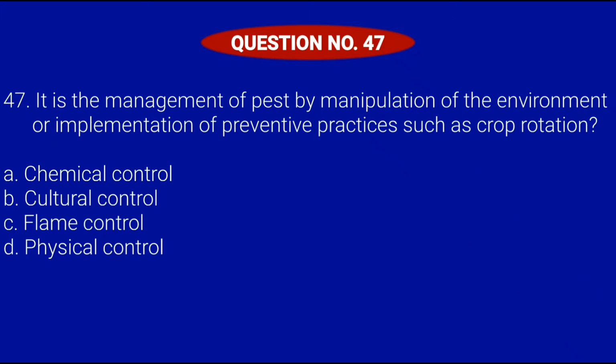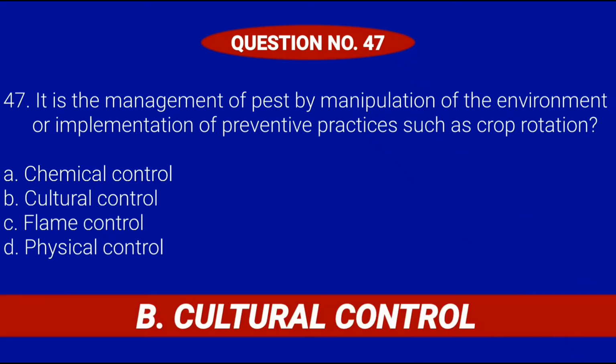Question number 47. It is the management of pests by manipulation of the environment or implementation of preventive practices such as crop rotation. Letter A. Chemical control. Letter B. Cultural control. Letter C. Flame control. Or letter D. Physical control. Correct answer is letter B. Cultural control.